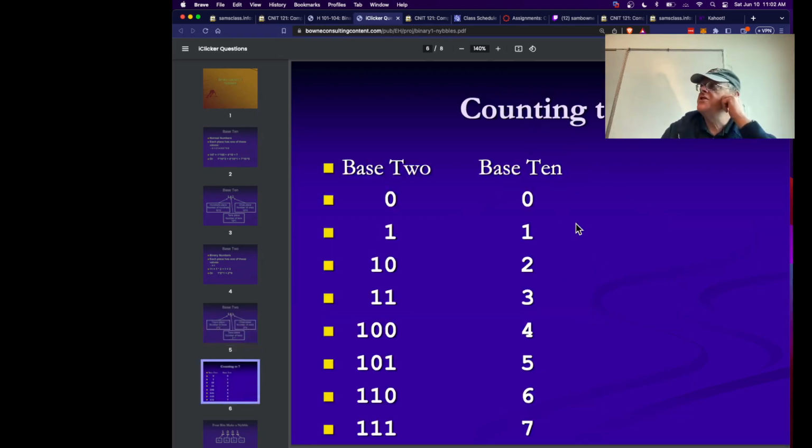So if you want to count to 7 in binary, 0 is 0, 1 is 1, but 2 is 1, 0, 3 is 1, 1, 4 is 1, 0, 0, that's a 4 and nothing else, and 7 is 4 plus 2 plus 1. So the biggest 3-character binary number is 7.